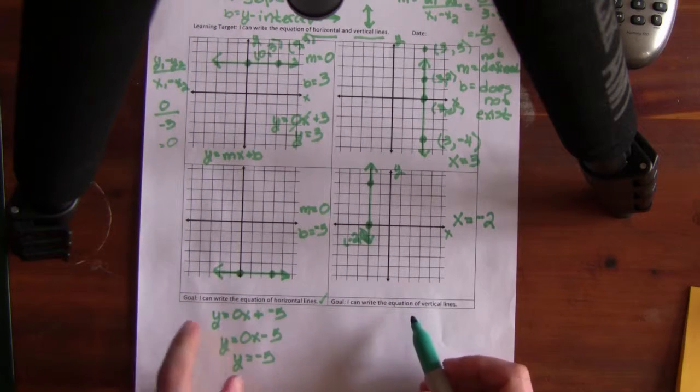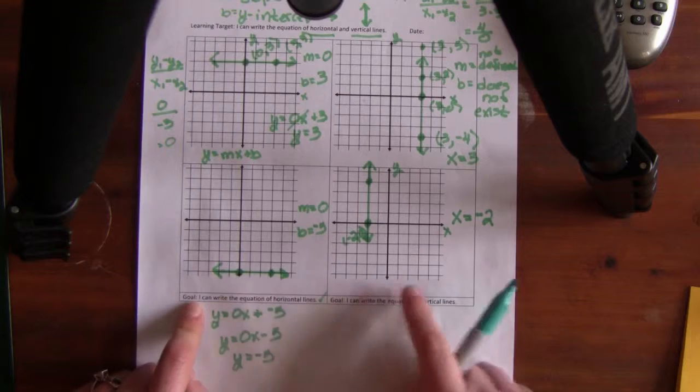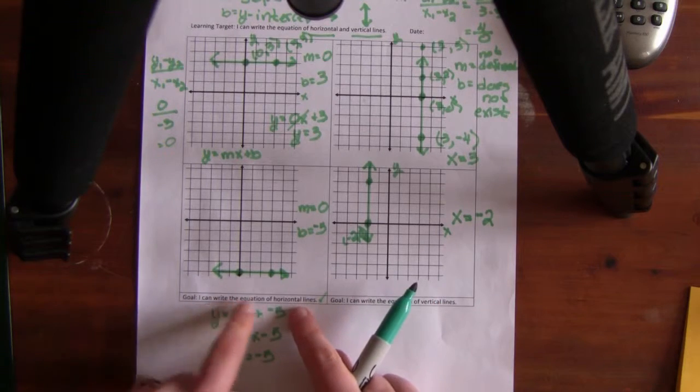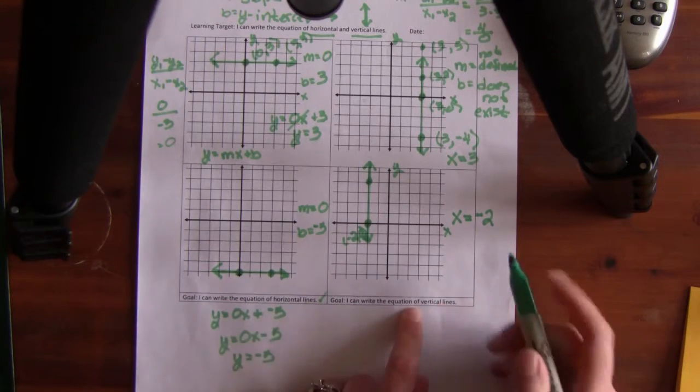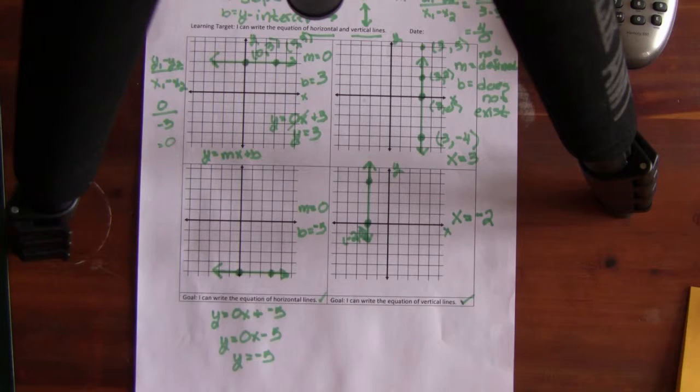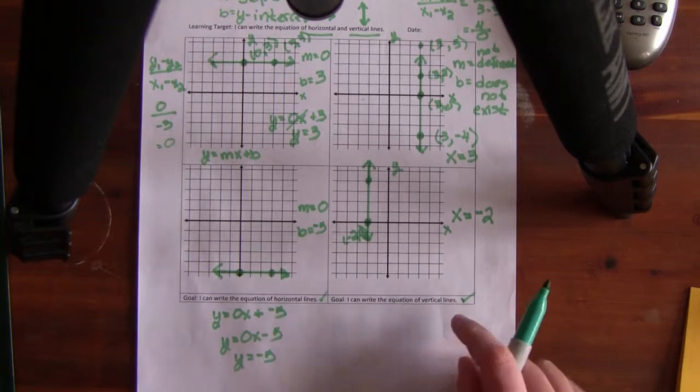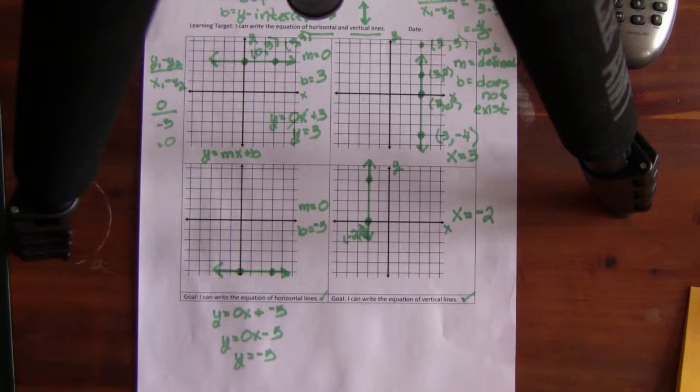All right, so think to yourself, our two goals for this lesson: I can write the equation of horizontal lines, I can write the equation of vertical lines. If you feel pretty confident about that, just go ahead and put a check next to those two things.